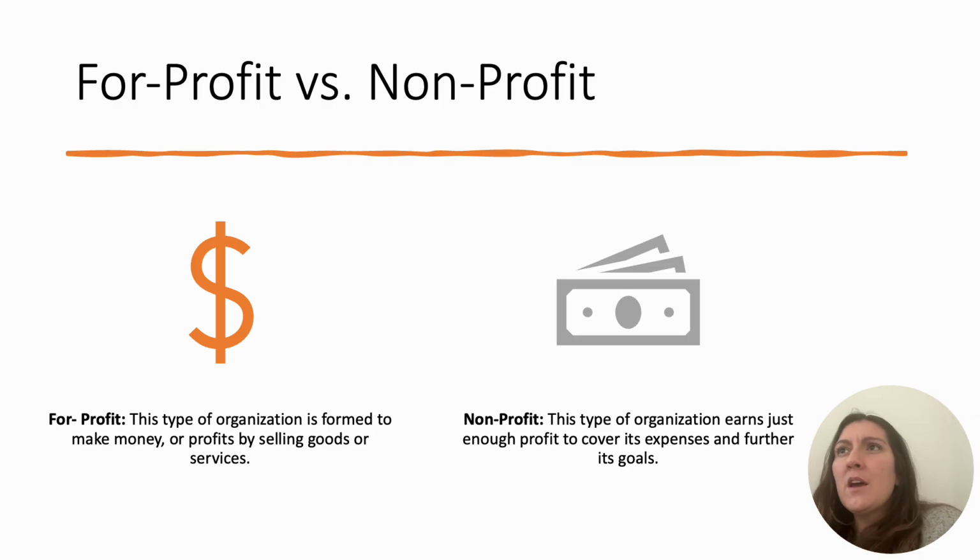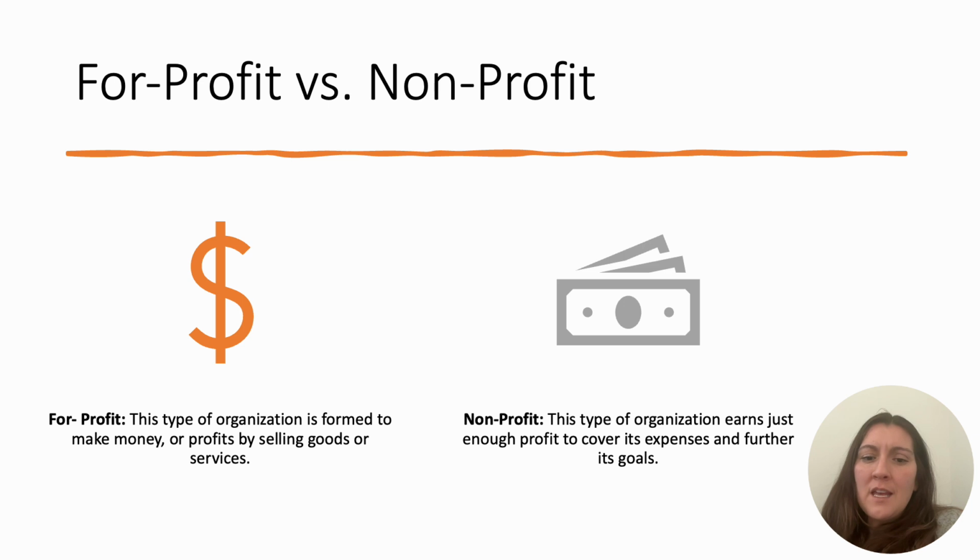And a lot of people think, oh, nonprofits aren't really businesses. They are. They're actually run extremely similarly to a for-profit organization. The difference is their goal. Ultimately, a for-profit organization wants to do exactly that. They want to make a profit. They want to have money. They want to have bonuses and grow the company, that sort of thing.